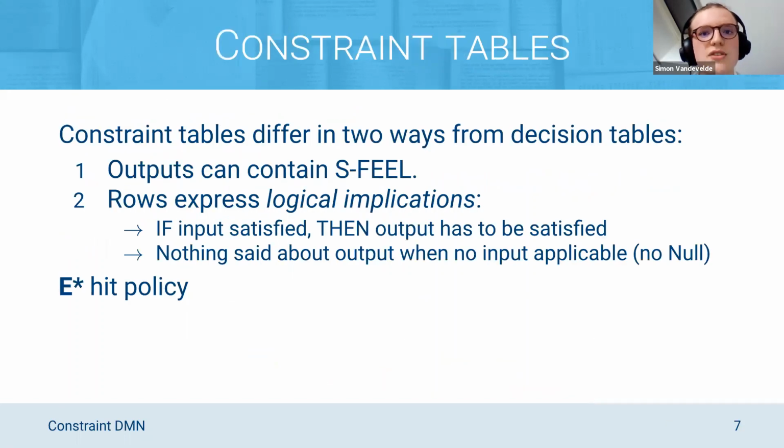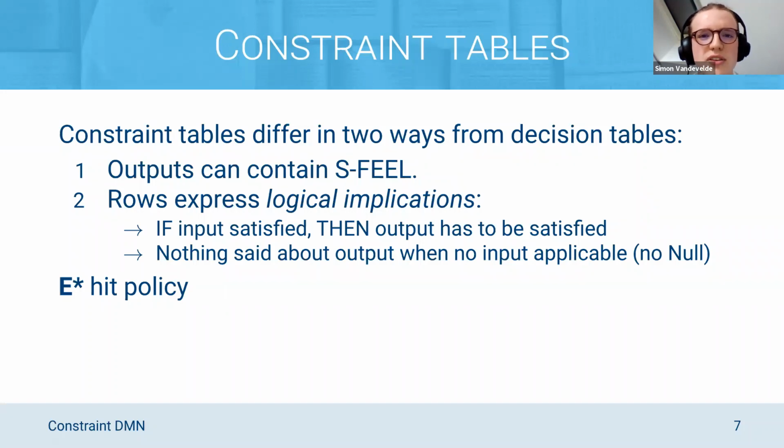Then constraint tables. This is another type of table which we add in cDMN. And these differ in two main ways from decision tables. One, we allow FEEL in the output columns of constraint tables. And two, our rows in constraint tables represent logical implications. So this means that if the input is satisfied, then the output has to be satisfied, like in normal decision tables. However, we don't say anything about the output when no input is applicable. So we don't have a default value. We don't force the tables to be null.